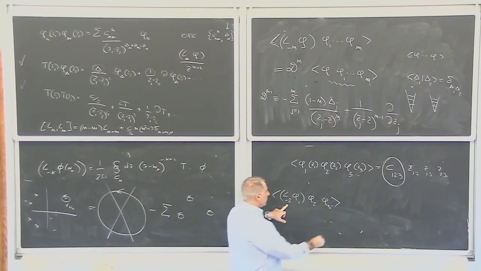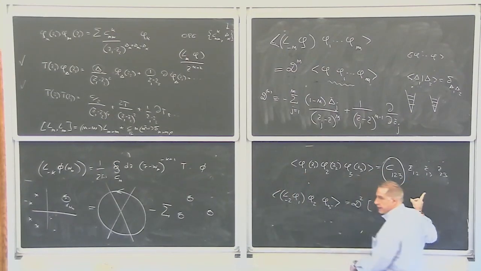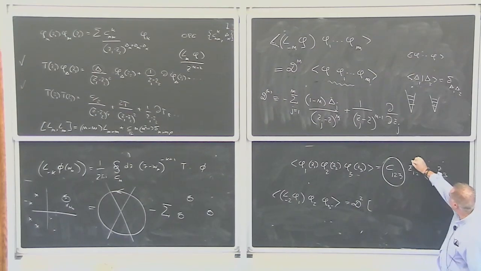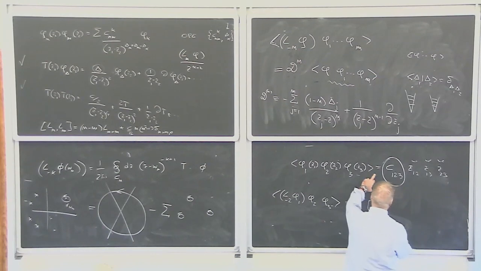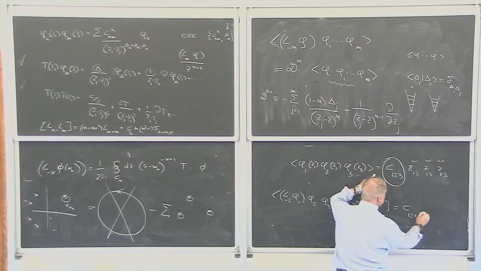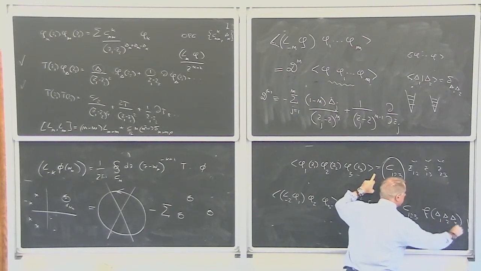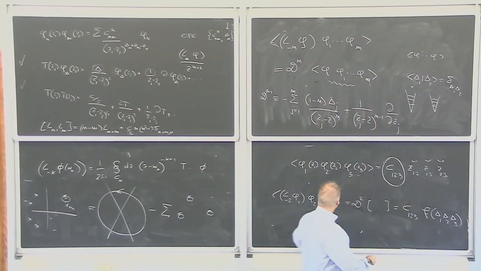This guy will be some differential operator of order 2 applied here. When you apply differential operators, the only thing you are bringing down is a combination of the anomalous dimensions. But the result, because these operators are linear, will be C1,2,3 times a computable algebraic function of the anomalous dimensions. If you do any other descendants, the result is always the same.